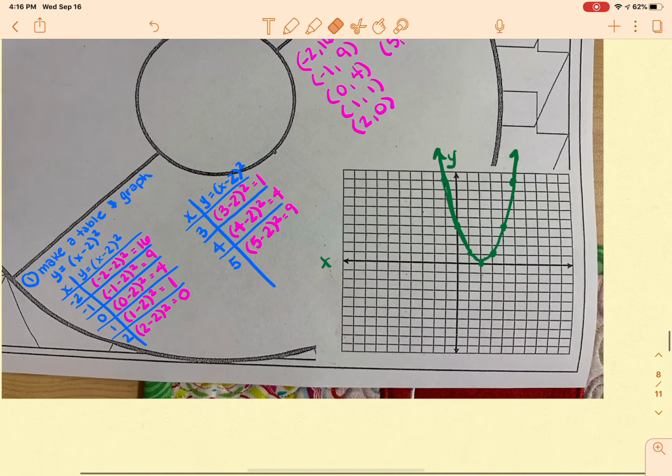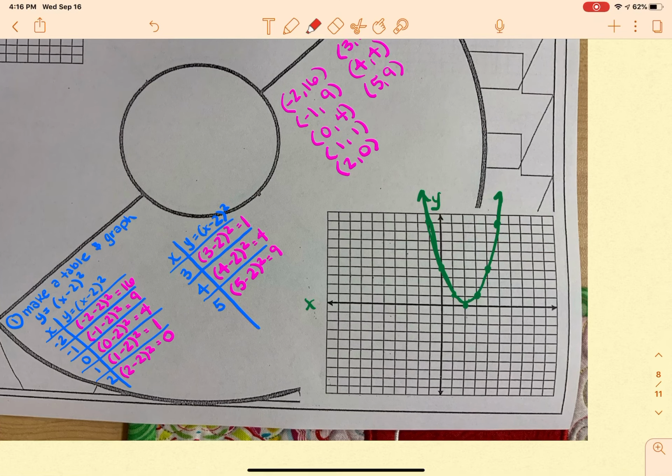If I look at this other one that I started with, here is my parent function. And this one looks like it's moved 2 to positive 2. And see how the equation came from negative 2? So when it's in the parentheses, you're almost seeing that opposite. Okay, we'll talk about this more in the next video.